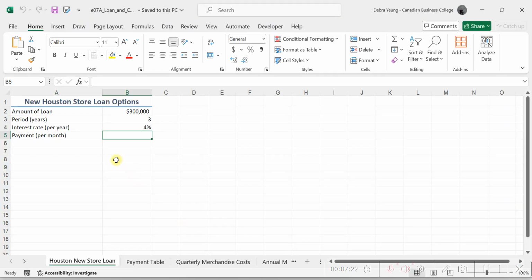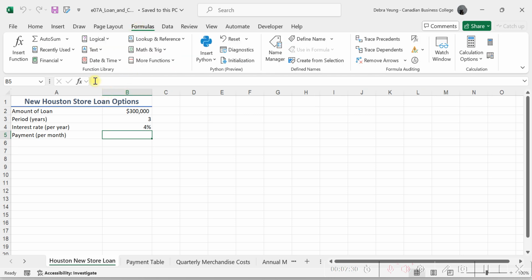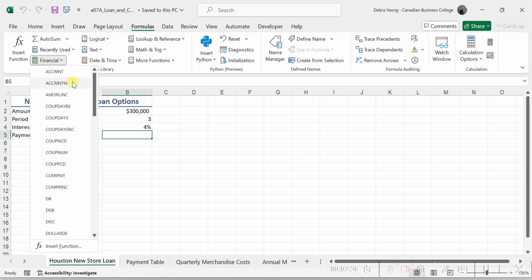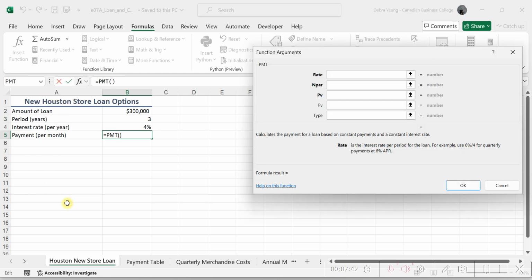Okay. So my result is going to be in B5, payment per month. So then Formulas tab, Function Library, where's Financial? And there is a lot of scrolling to be done. PMT. Okay. Now there are 5 boxes, but we want to pay attention only to the boxes that have bolded text.